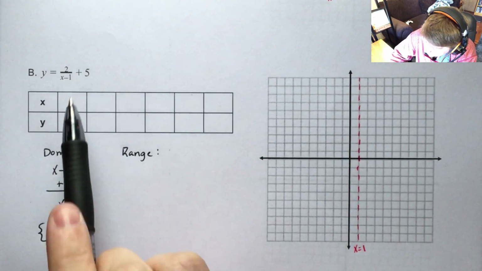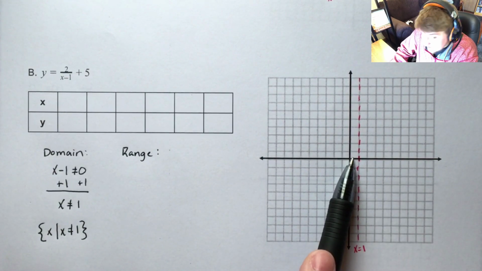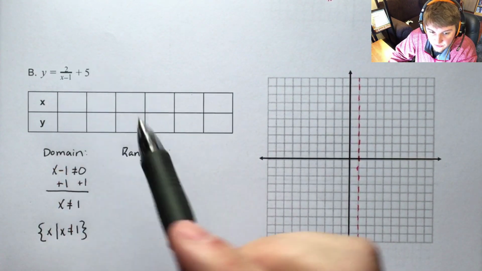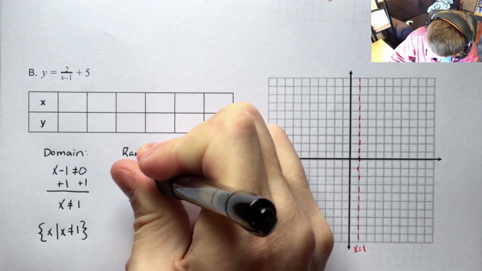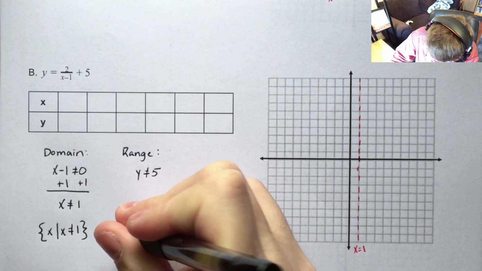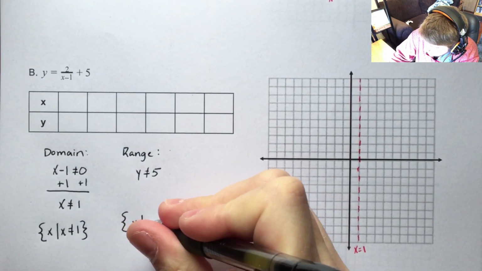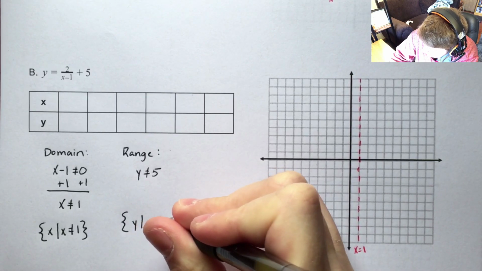Okay, the range, again, it's this value here, because normally I can't be equal to 0, but I'm shifting it up 5, so now I can't be equal to 5. So y is not going to be equal to 5. Okay, so this is going to be the set. Y is going to be the set of y values such that y cannot be equal to 5.